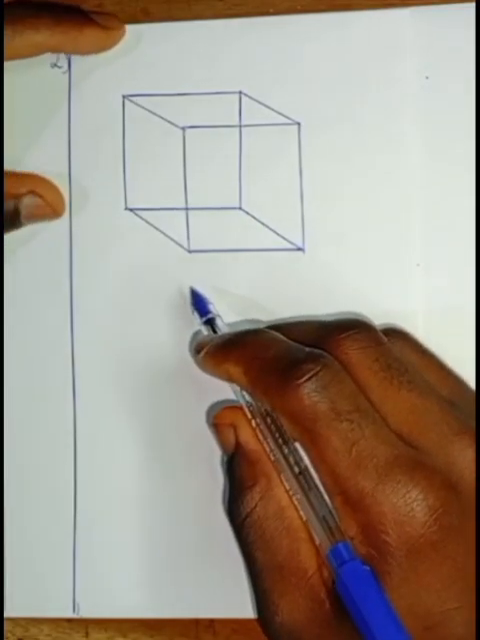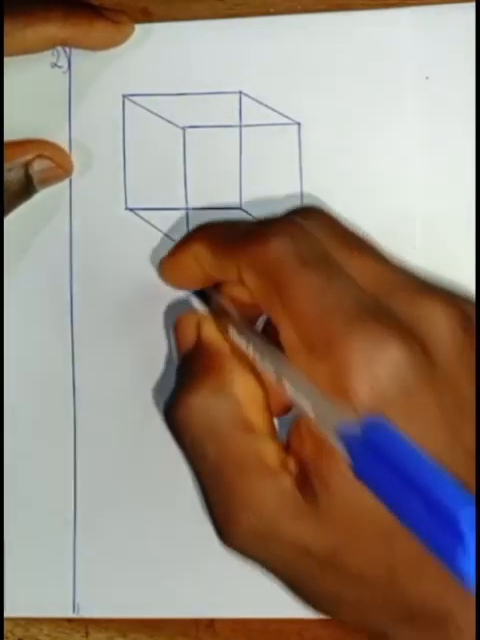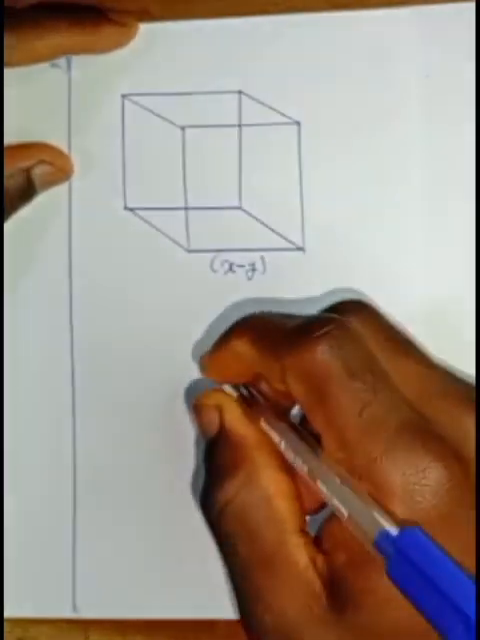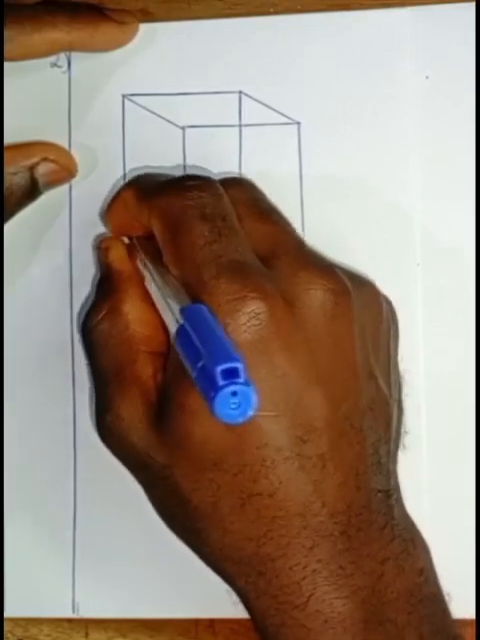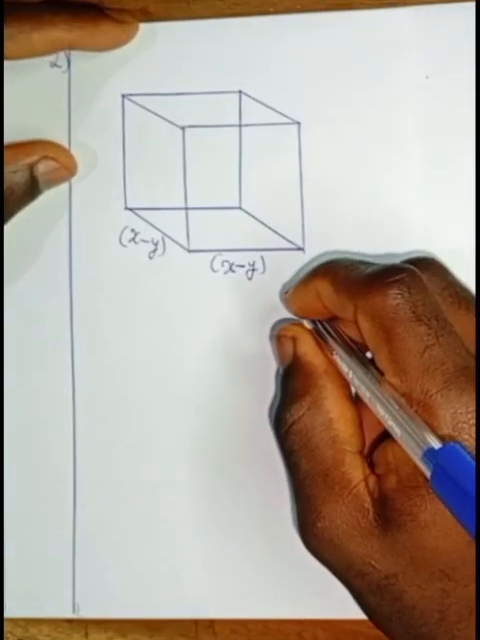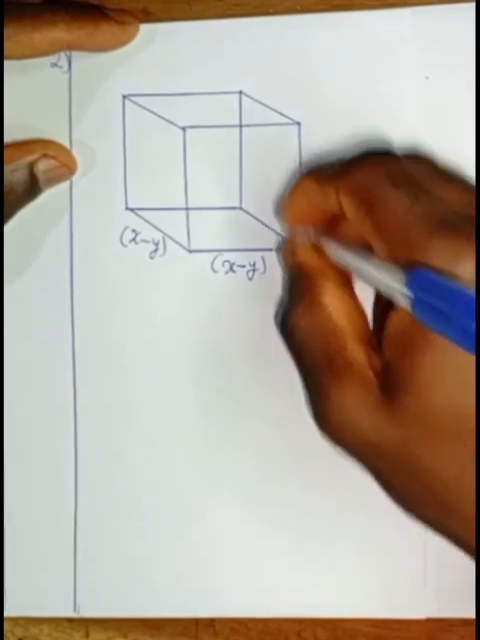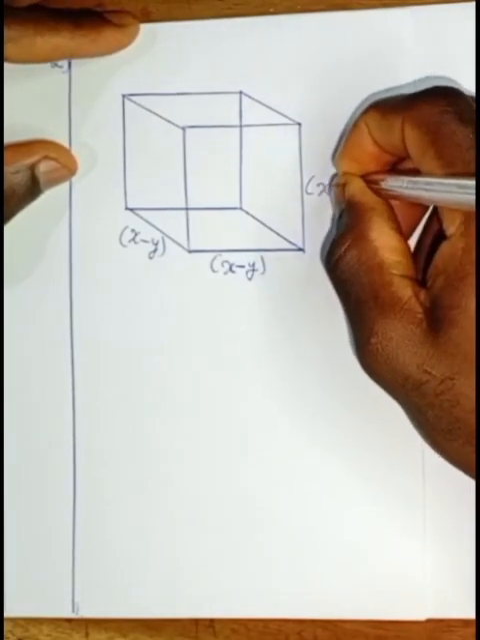This is the cube. Let's assume the sides of the cube are of dimension x minus y. This other side will be of dimension x minus y. Since a cube has square faces, and for a square the four sides are equal, the height will be x minus y.